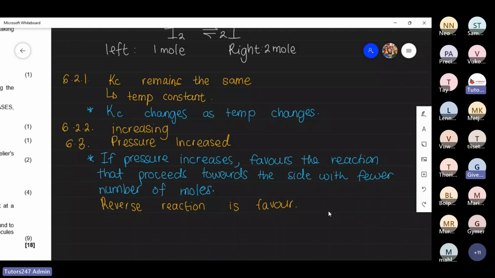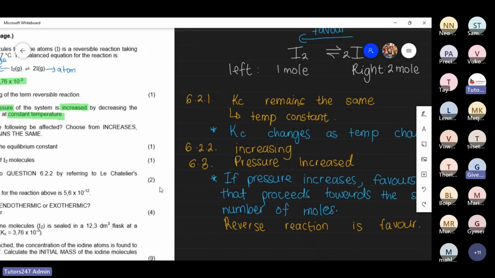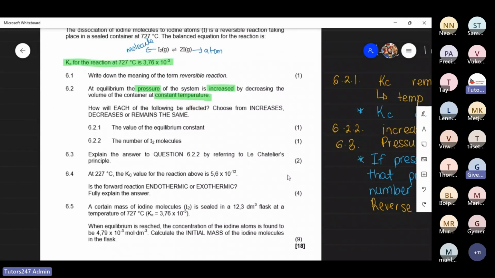That is the reason that the number of iodine molecules increases, because our reaction favored the reverse reaction, thereby producing more iodine molecules. Now, let us move on to question 6.4. Question 6.4 states, at 227 degrees Celsius, the Kc value for the reaction above is 5.6 times 10 to the power negative 12.